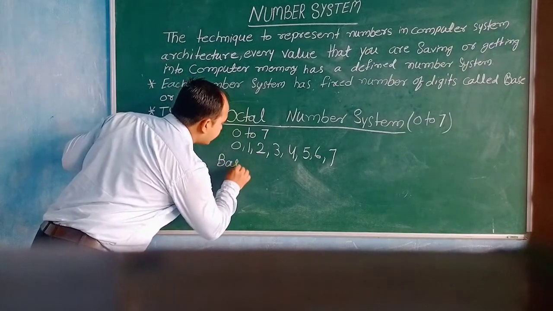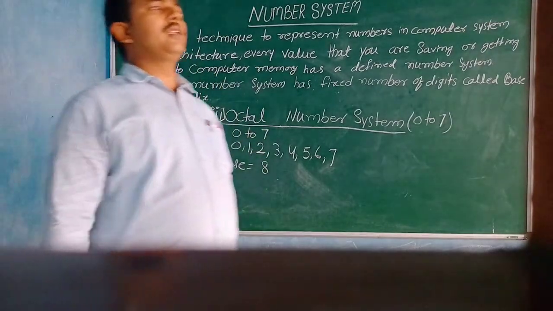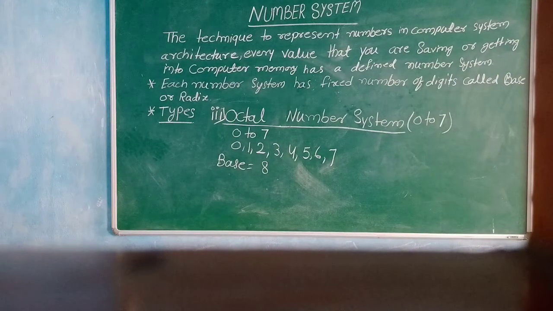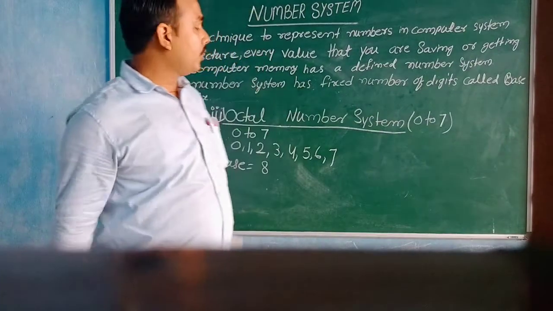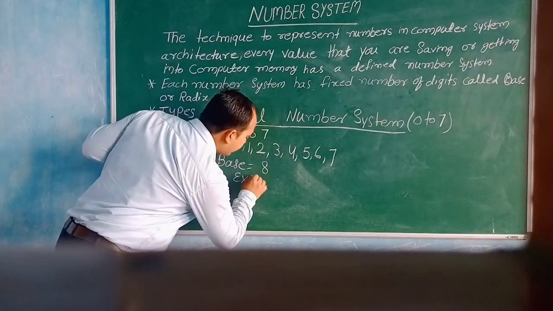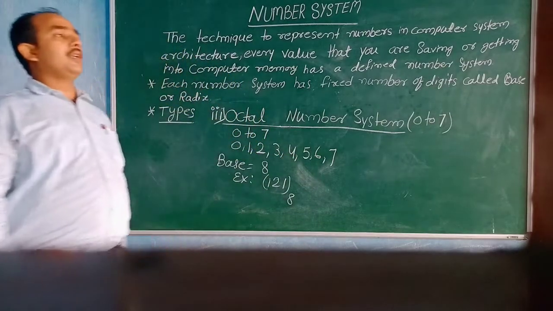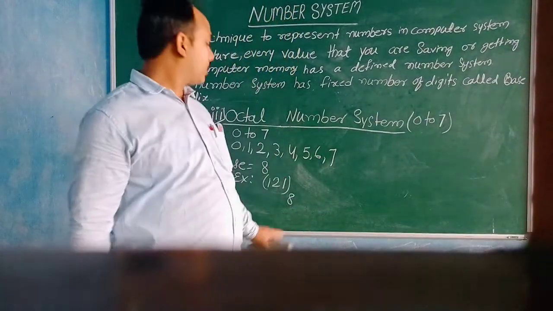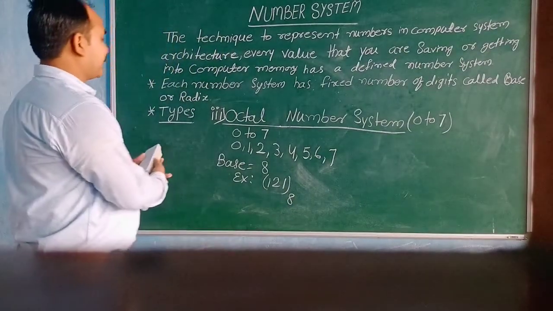What is the base? The base of the octal number system is 8. So we are saying the base of the octal number system is 8. This is the representation of the octal number system. Any problem, dear students? Okay. So how to write examples? Suppose I am writing 121, and here we will write 8. Then it is an octal number system, because the base of the octal number system is 8. Okay. Next.